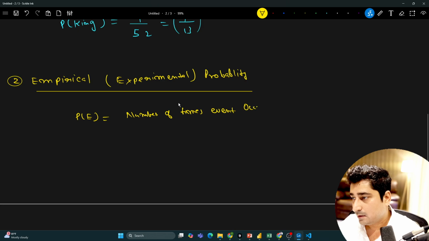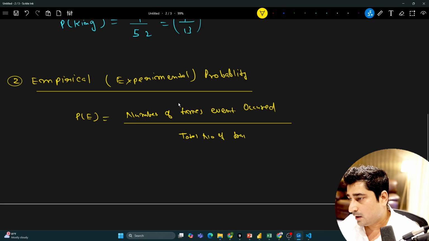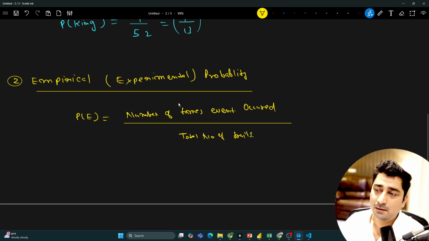the number of times the event occurred divided by the total number of trials. Now you will not find a lot of difference between this one and the previous one. It's almost the same, but it's labeled as experimental, where we do a lot of trials, and then out of that we find what the possibility is that this is going to happen, or that is going to happen at the end of the day.